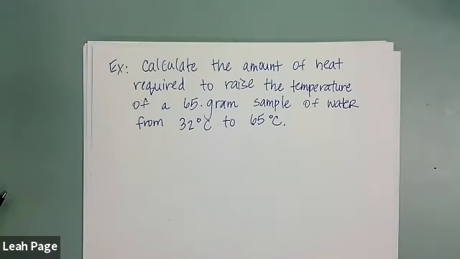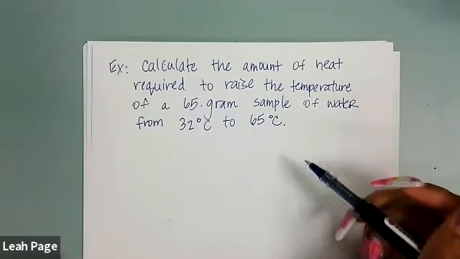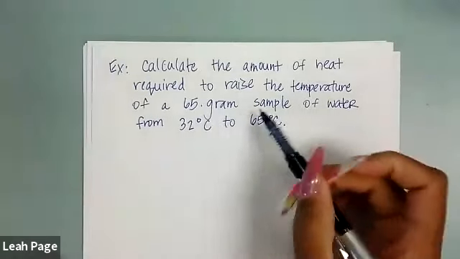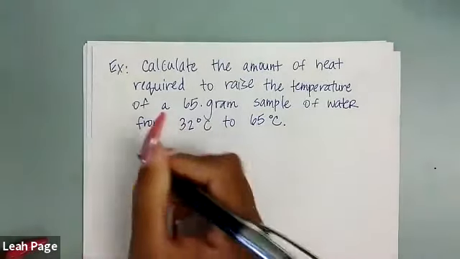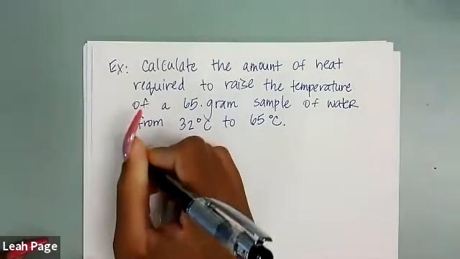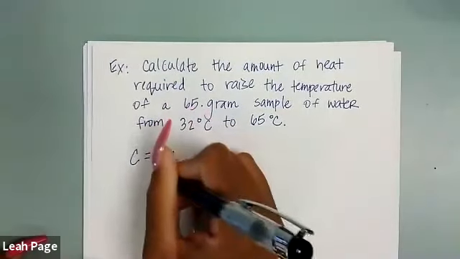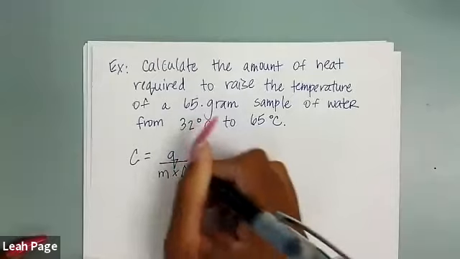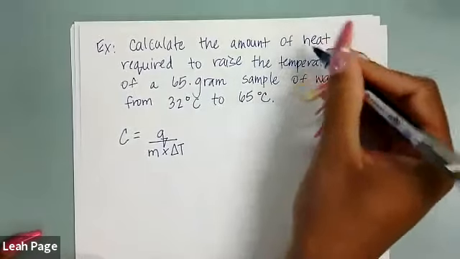All right, so this is what the question says. Let's calculate the amount of heat required to raise the temperature of 65 grams of water from 32 degrees Celsius to 65 degrees Celsius. So I want to raise the temperature of this water 30 degrees. That's a lot. Now, I know that I have the equation that I just talked to you guys about, saying that the specific heat capacity is equal to the amount of heat divided by the mass times the change in temperature. In this case, we are looking to calculate the amount of heat.